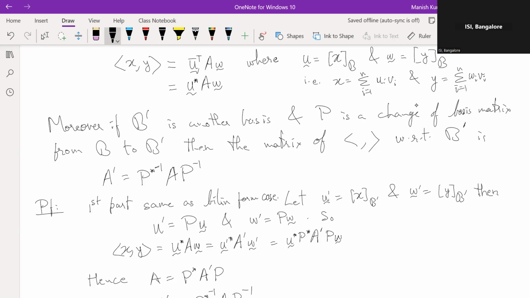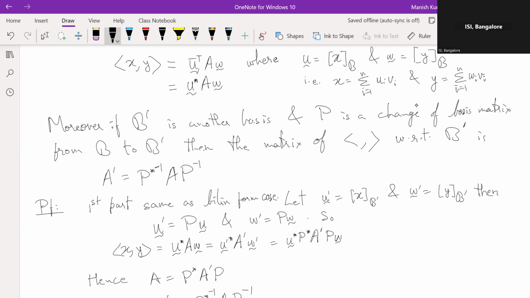Then remember that P is the change of basis matrix, which means this new vector u prime is just P times u. That is what change of basis matrix means. So u prime is just P times u, and w prime is just P times w. Then we just equate everything.